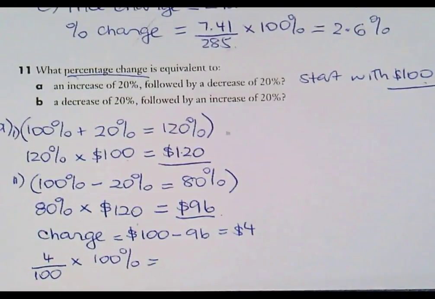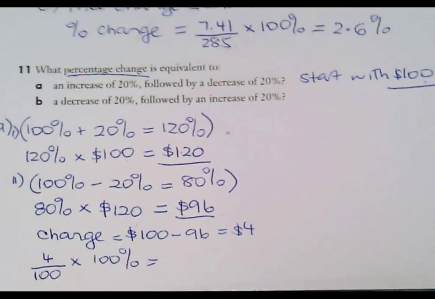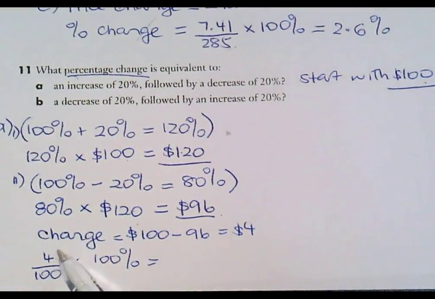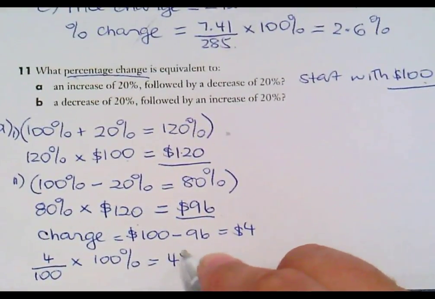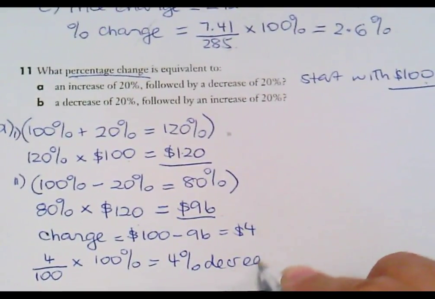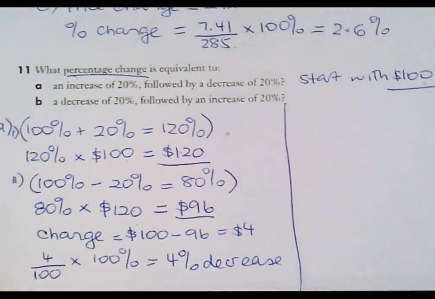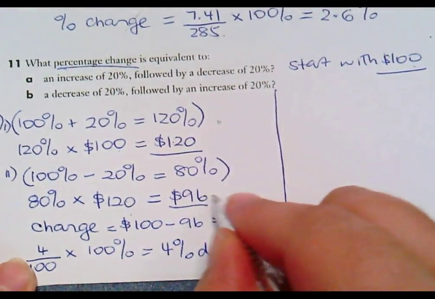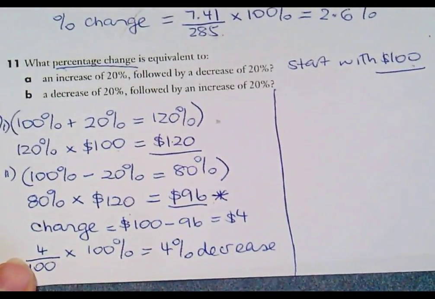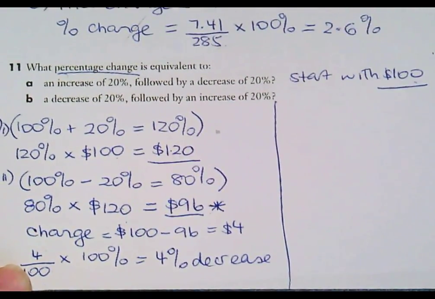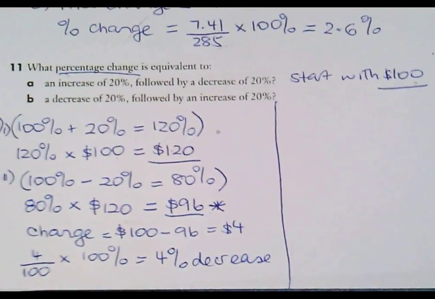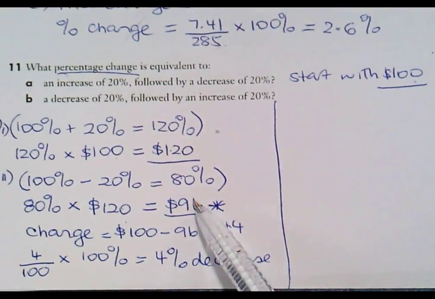All right? Yeah, I'm going to definitely do it with another number because, look, if you just do 4 over 100 times 100%, that's a 4% decrease. Now, there's good and bad about using the $100. I'll show you the good. The good is, there's your answer. You started with 100, you've ended up with 96. That's 4 out of 100 less. That's 4%. It dropped by 4.